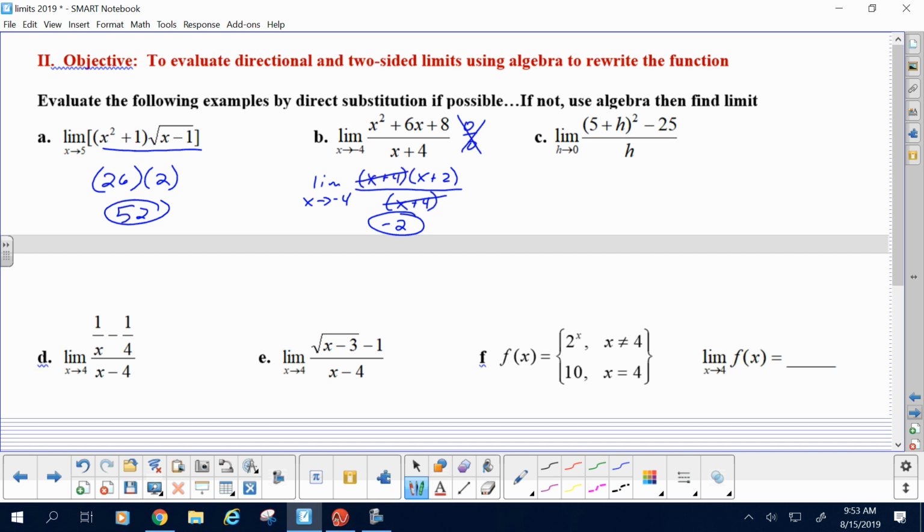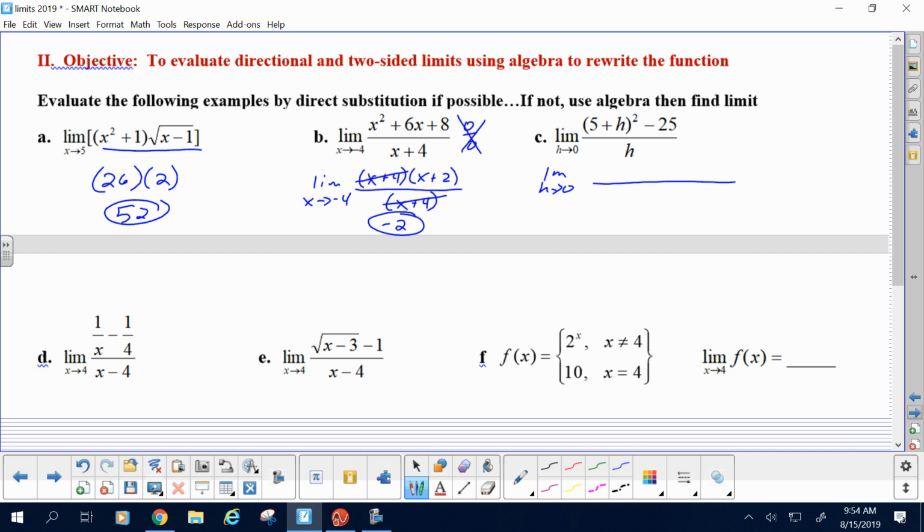All right, do you agree that in C you have a 0 over 0 problem? Because 5 squared minus 25 would be 0, and 0 over 0. So what algebra can I do in C? Let's go with Emily. Yeah, you can square 5 plus h or FOIL it out. When you square 5 plus h, what do I get, Marcus?